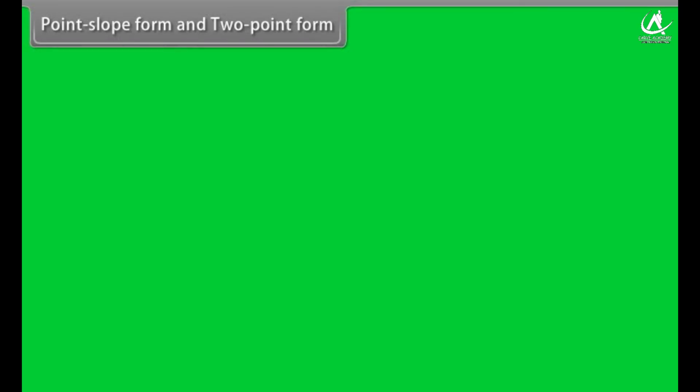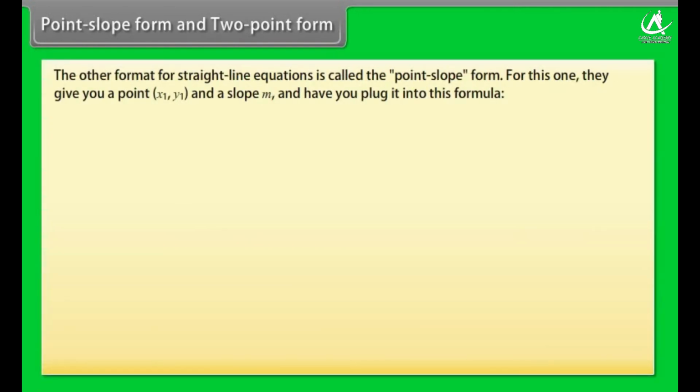Point-slope form and two-point form. The other format for straight-line equations is called the point-slope form. For this one, they give you a point (x1, y1) and a slope m and have you plug it into this formula. y minus y1 is equal to m into (x minus x1).